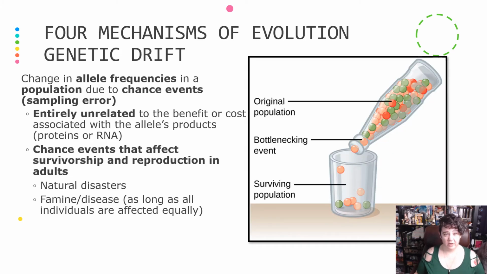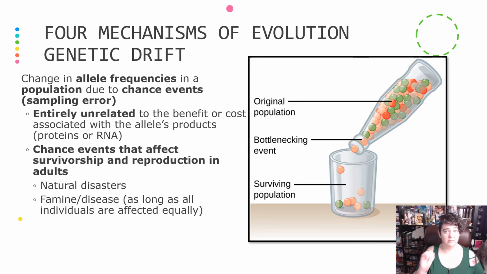And then the last one I want to talk about is genetic drift, okay? So genetic drift is random. It's chance, sampling error, right? It is the change in the allele frequencies in a population due to these chance events or sampling error, okay? It is completely unrelated to benefits or costs of the alleles, so there's no natural selection necessarily happening here, right? And there are essentially 2 major types of genetic drift that we talk about, right?